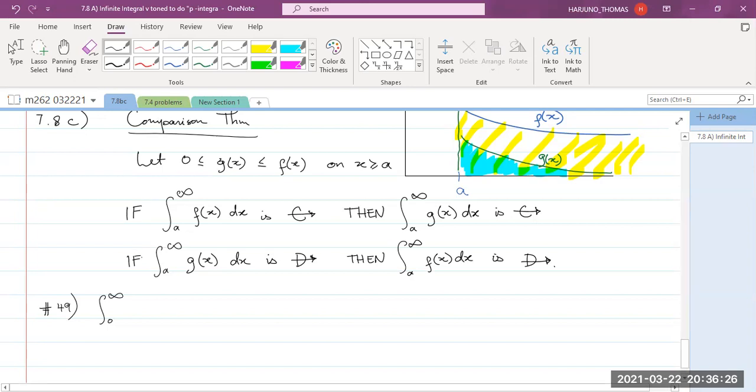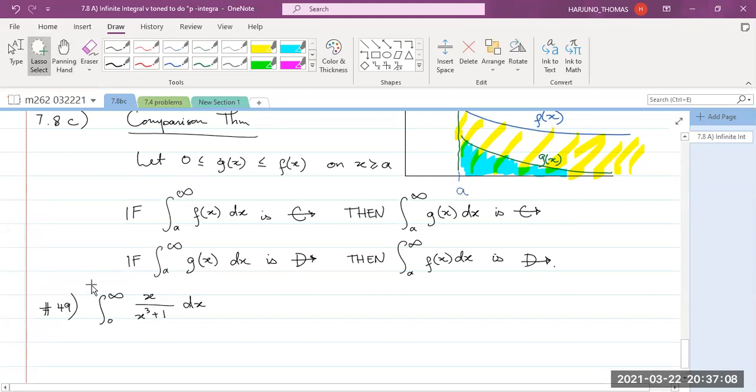Okay, this is the integral from 0 to infinity of x over x cubed plus 1 dx. How do I do this? Keep in mind that our purpose is not to find what this integral is. It's just to find out if this integral is convergent or divergent.